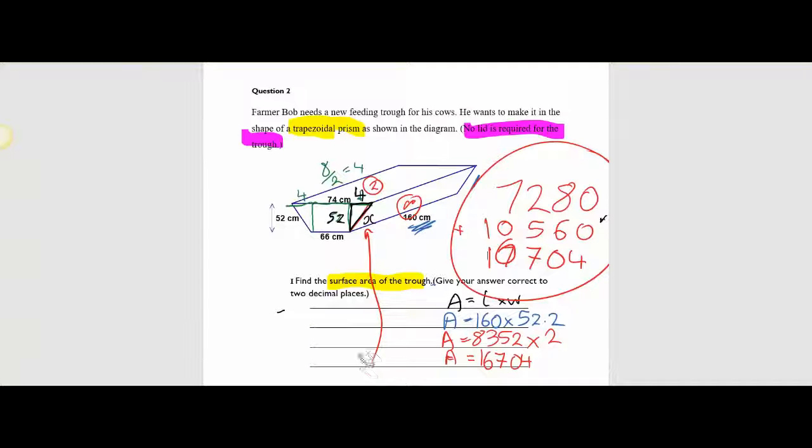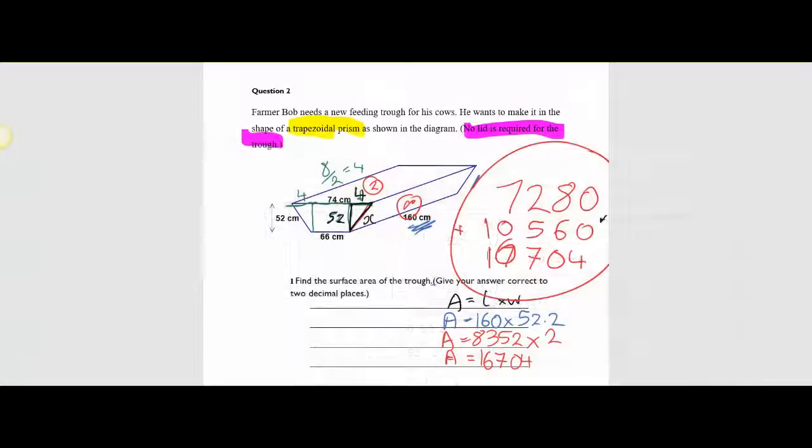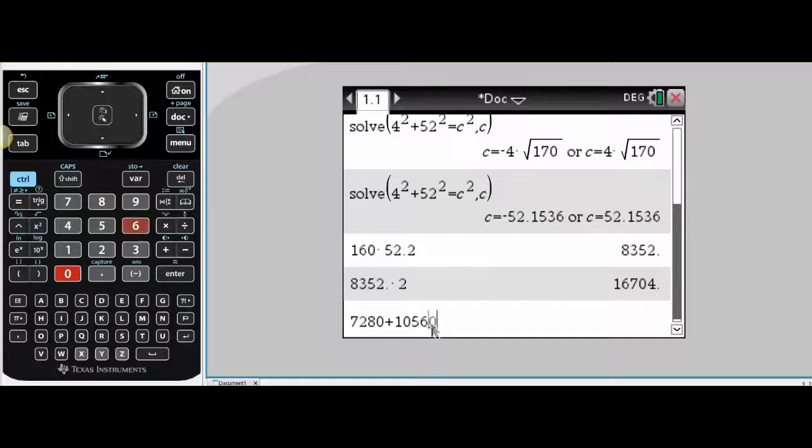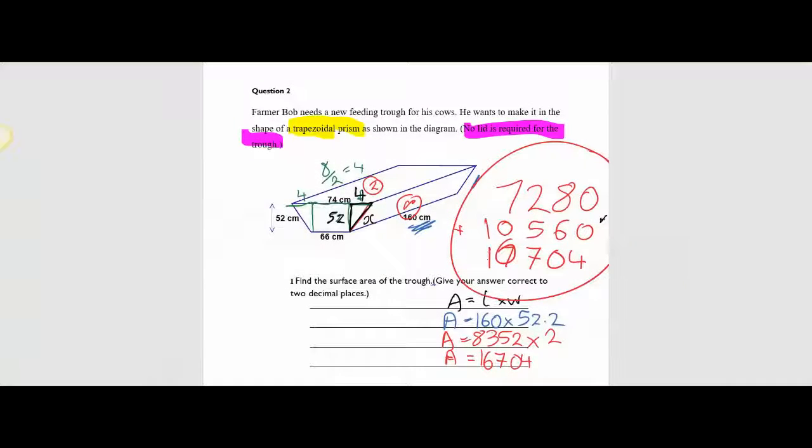So if I rub it all out, I'll be able to write an answer in. It's 7,280 plus 10,560 plus 16,704. Hit enter, we get 34,544. 34,544 centimeters squared.